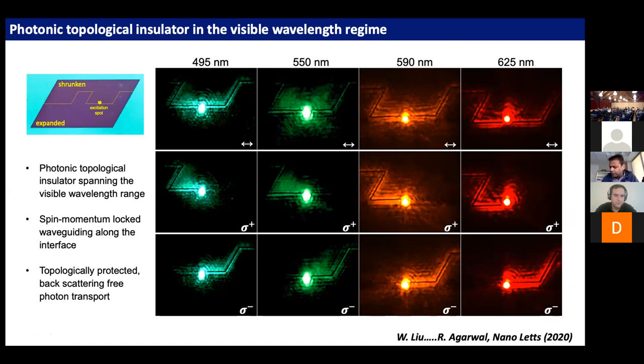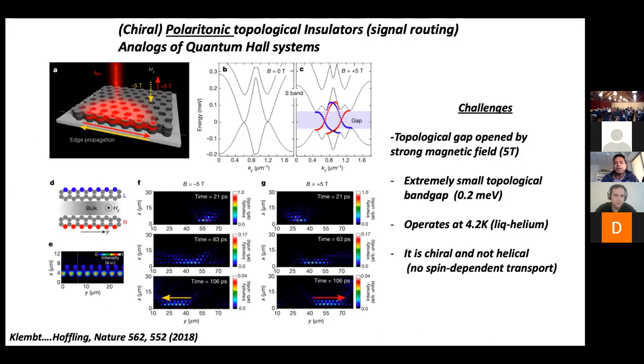And photons are very interesting, of course, and we can make all these things. But photons don't interact with the environment. You cannot apply electric field. You cannot control them. Temperature doesn't change much because the refractive index of the material changes very slightly. So if you want to make an actively tunable system, incorporating materials degree of freedom, like for example, excitons would help. And this leads to the idea of topological polaritons.